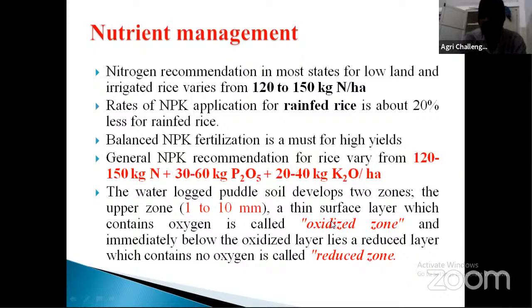And one more loss is, if you apply ammonia in the oxidized zone, it might be lost through volatilization also. It will just evaporate into the atmosphere. So we should always apply ammoniacal fertilizer in the reduced zone.